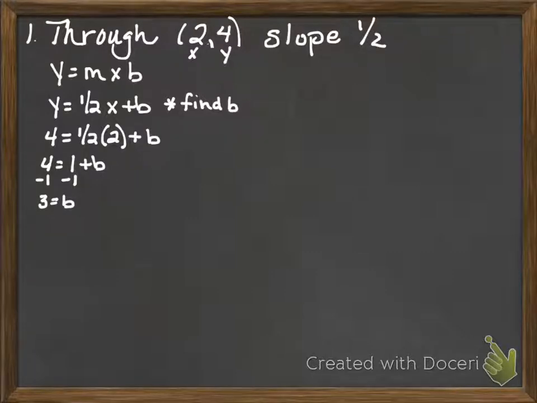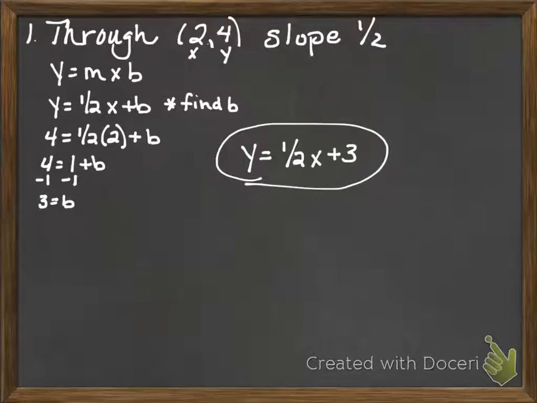But I'm not quite finished yet because my end goal was to put it into slope-intercept form. And so I have to take all the information that I've learned and put it into that. So I'm going to say y equals, and I know my m is 1/2, and then x, and then we just learned that our b was 3, so plus 3, and there is our solution to the problem. y equals 1/2 x plus 3.